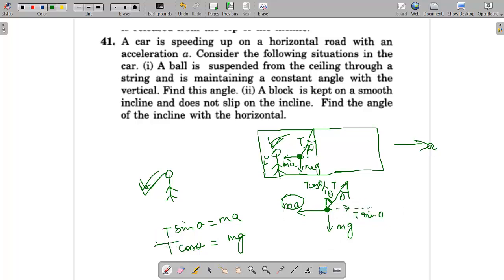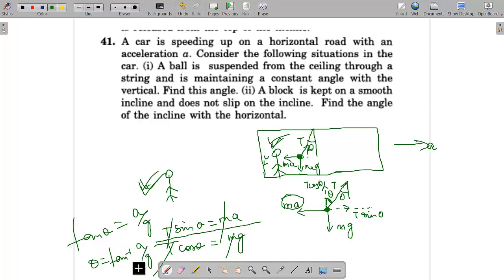Understood? When you divide these two equations, this m is getting cancelled. No need to worry about this m. So tan theta comes in terms of a by g. So theta is equal to tan inverse of a by g. See the answer? Okay, got it, no?